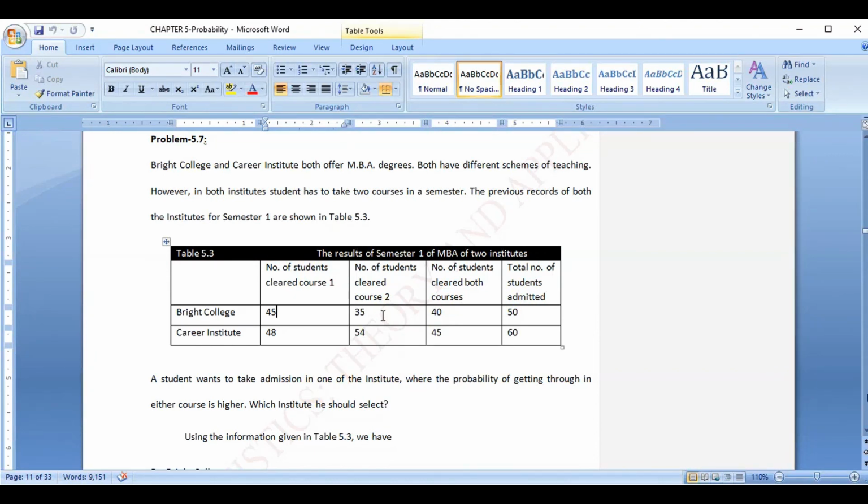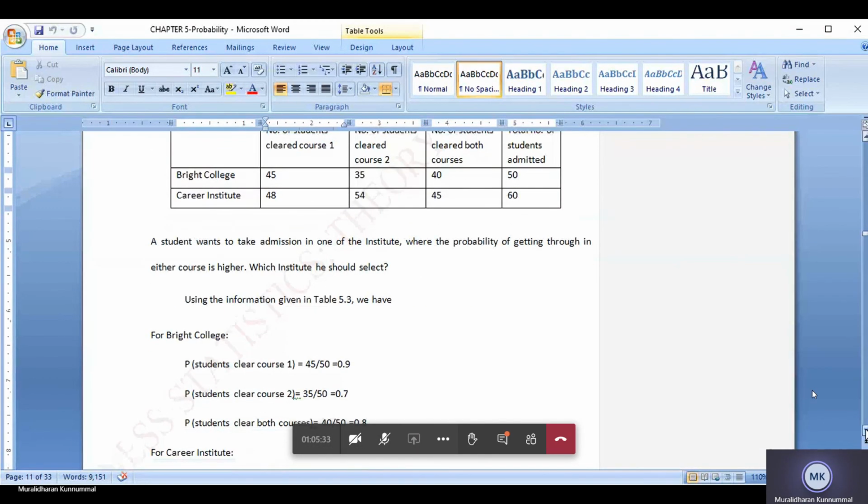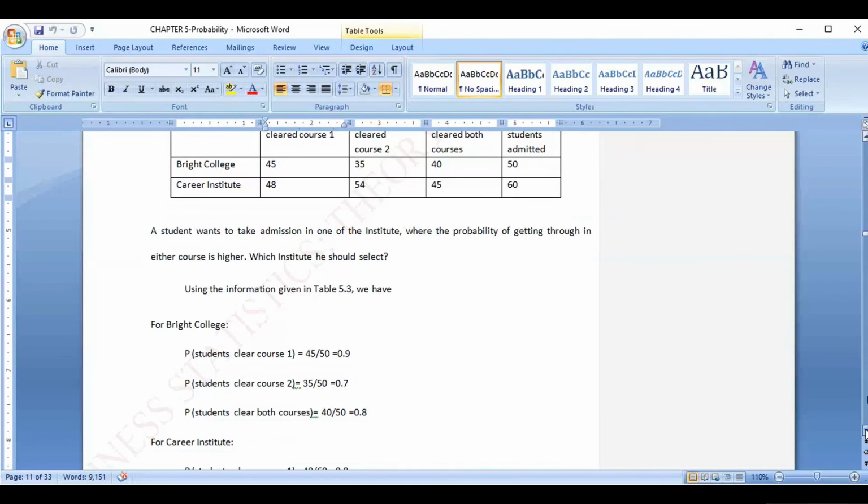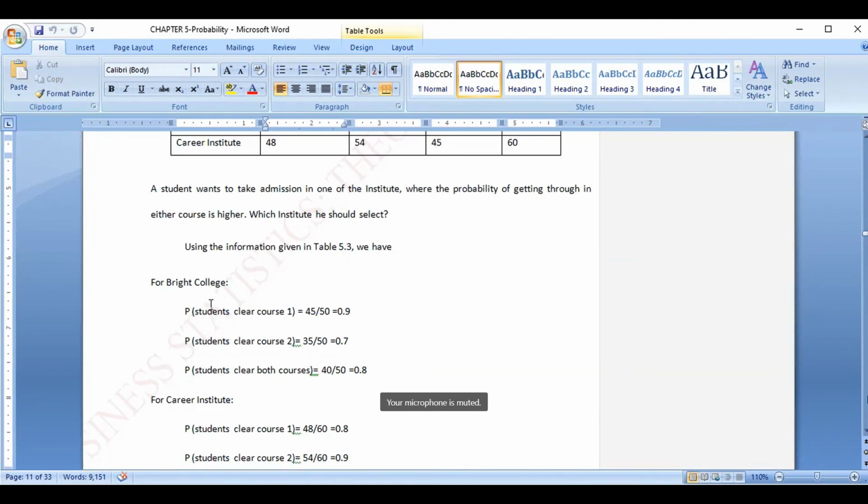Just see, very simple. The theorem we just used, the same one applies here. First we are calculating for Bright College. What is the probability of students clearing the first course? There are 45 students out of 50, that is 0.9. Similarly for course 2, 35 out of 50, that is 0.7. And clearing both courses, that is 40 divided by 50, that is 0.8. So the simple individual probabilities are considered along with the intersection part.